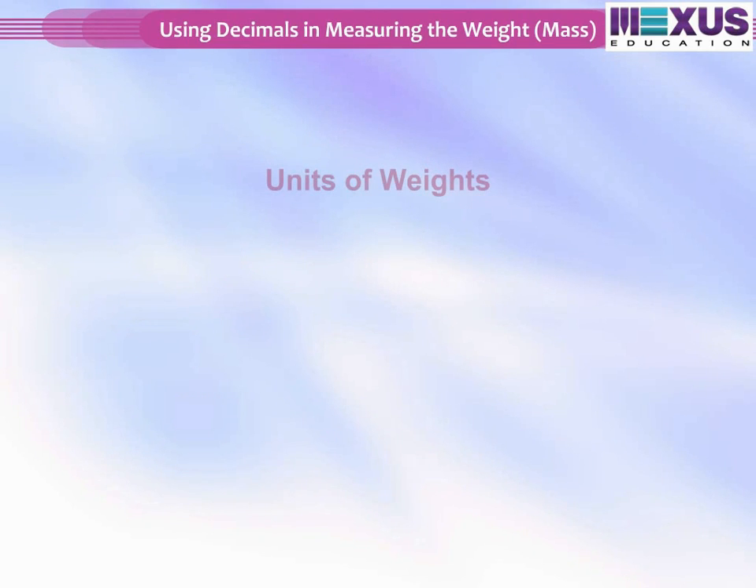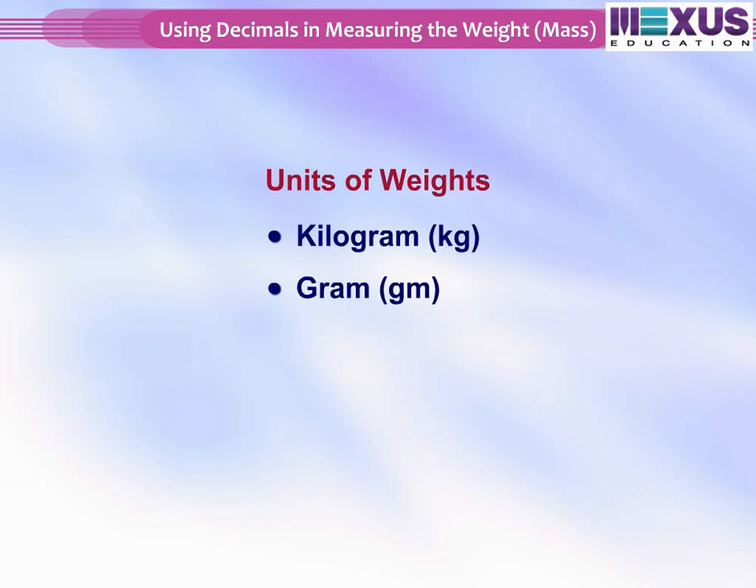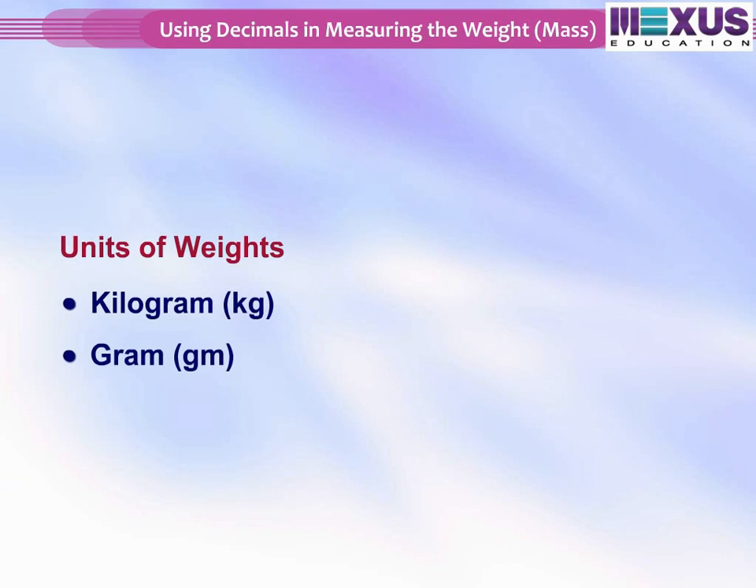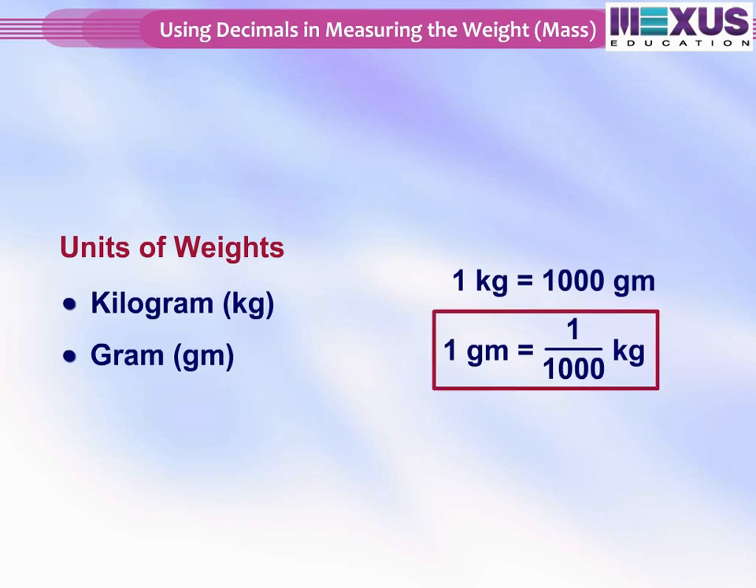Now let us learn how decimal is used in measuring weights. The most commonly used units of weight are kilogram and gram. With weight, the decimal point can be used to separate kilogram from the grams. The relation between these two units of mass is 1 kilogram is equal to 1000 grams, and 1 gram is equal to 1 by 1000 kilograms.